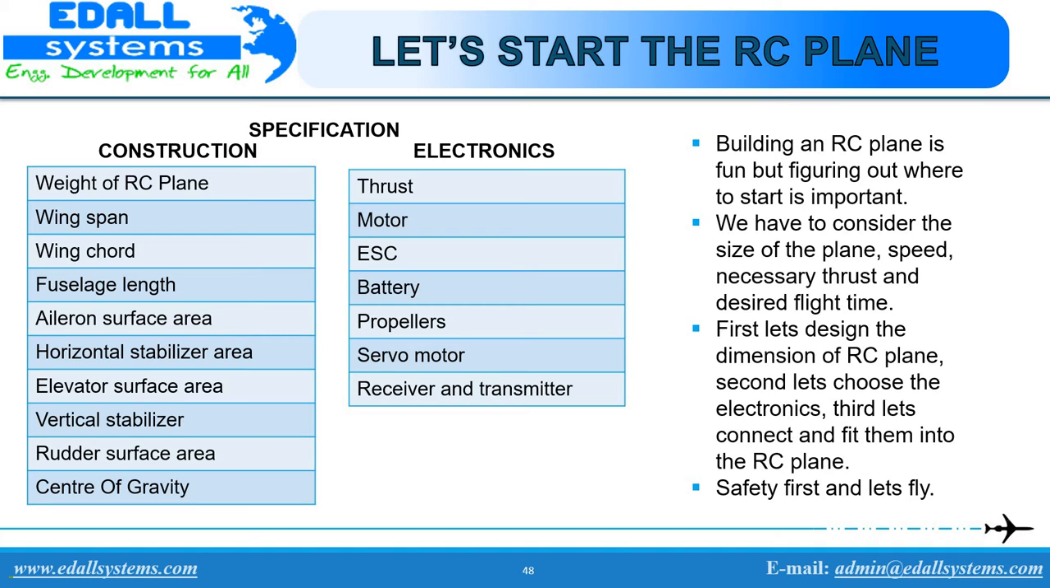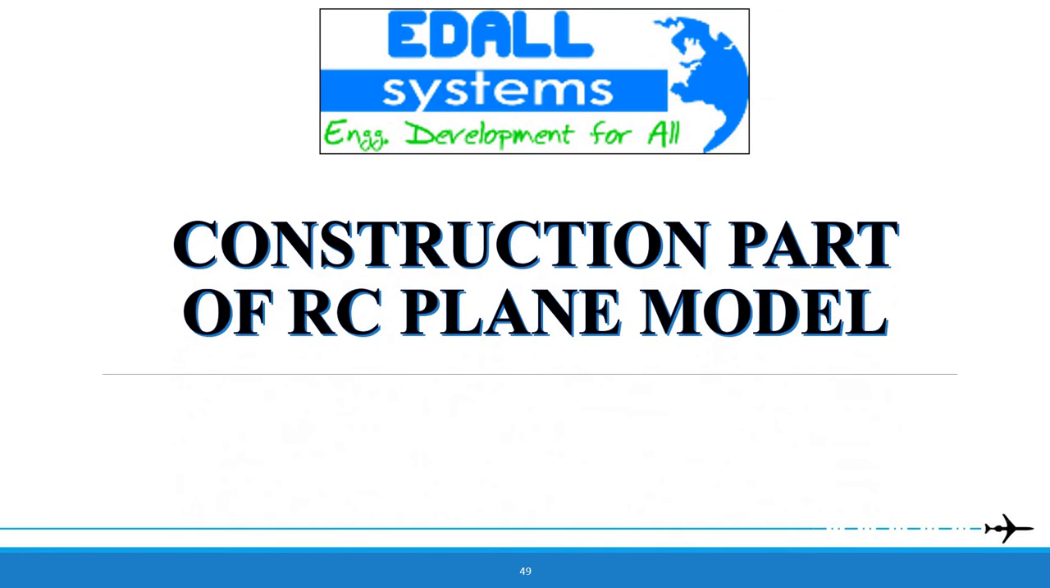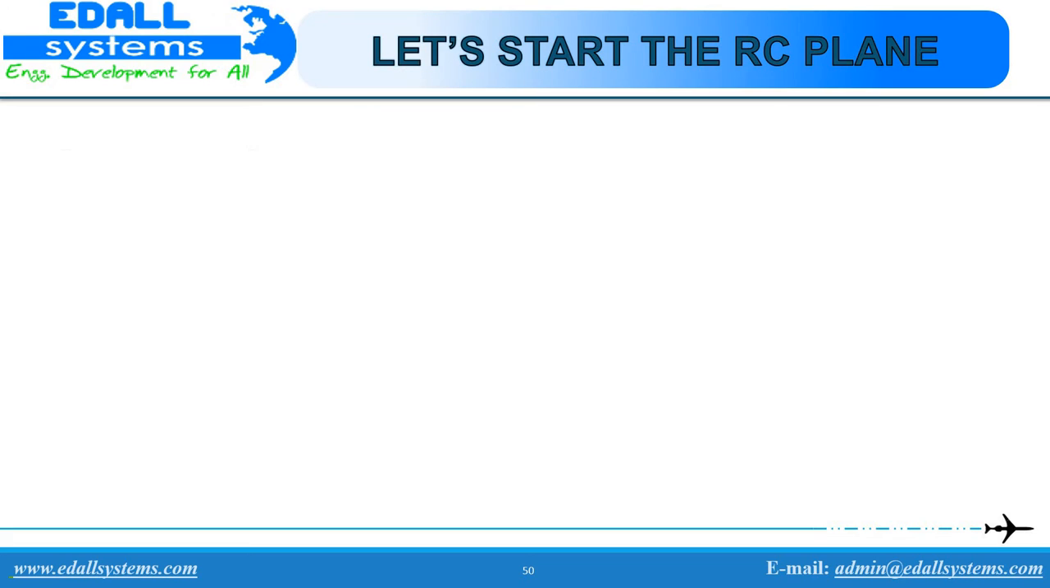Once we are done with the dimensions, we can move into the electronics of a flight. The electronics should be picked so that they give a decent amount of thrust and fair flight time, to give a smooth and successful flight. Let us start off with the construction part of the RC model.